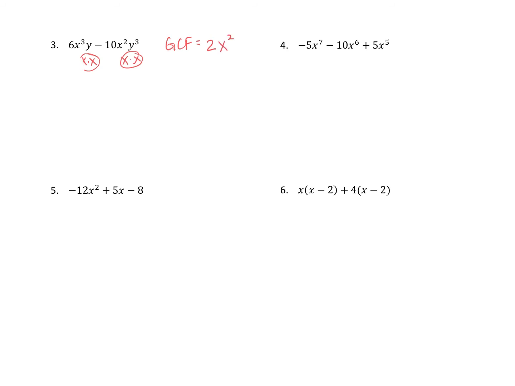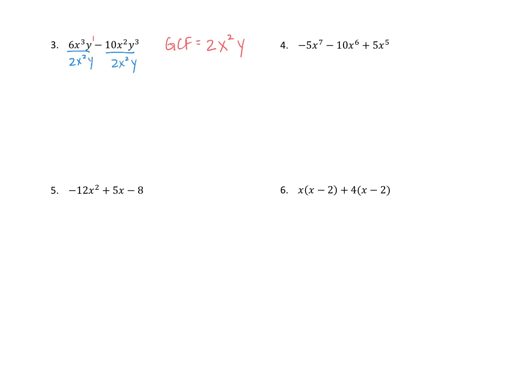So your GCF, your greatest common factor, is how many they have in common, and that's always your lowest exponent. So for your y's, you have a y to the first and a y cubed. The lowest exponent is 1, so that means they both have at least one y. So that's my guess. So I'm going to divide by 2x squared y.